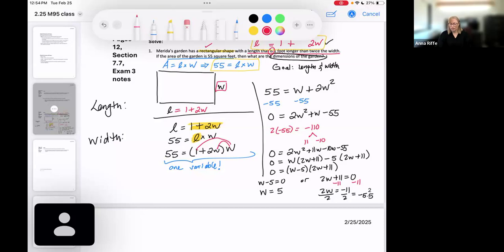But this last one doesn't really make any sense. We can't really have a negative width. So because of the specific setup of the problem, my variable is supposed to measure a length. I'm going to ignore any negative answers. I can't have a negative width. Therefore, my width must be 5 feet, in fact. So I have one of the dimensions I need now.